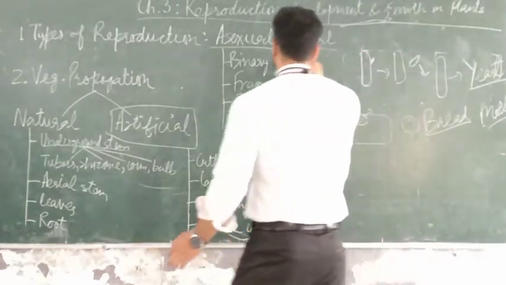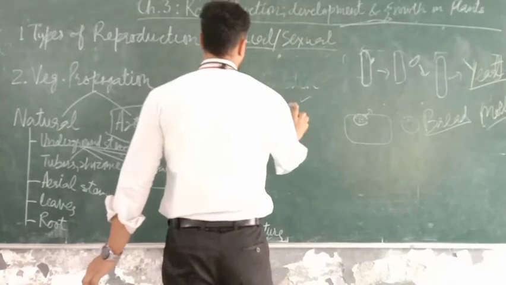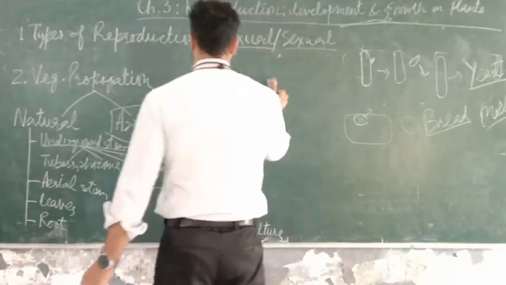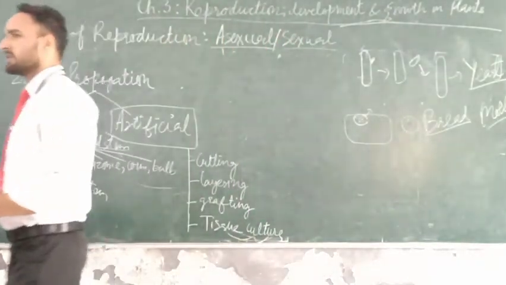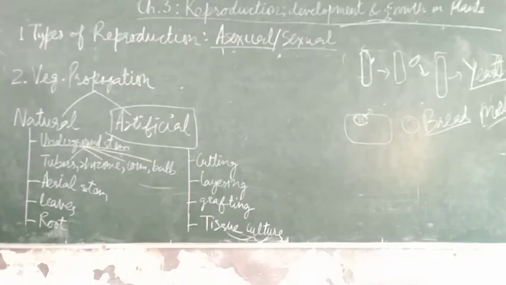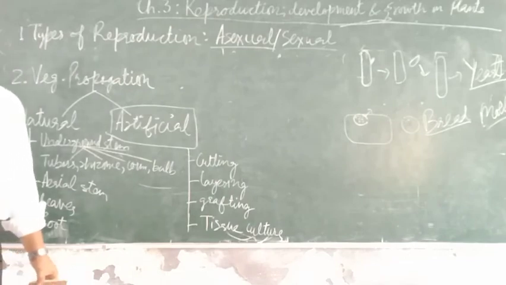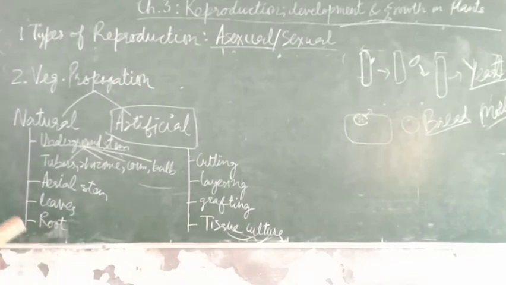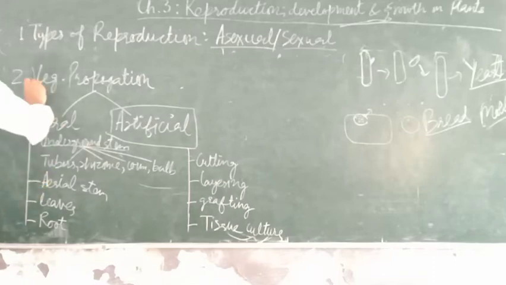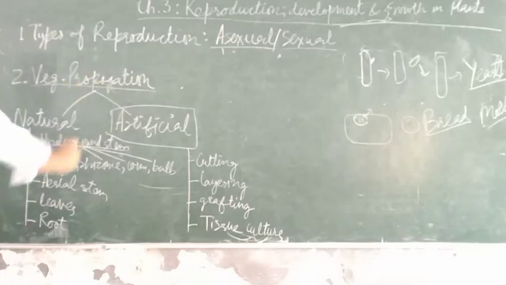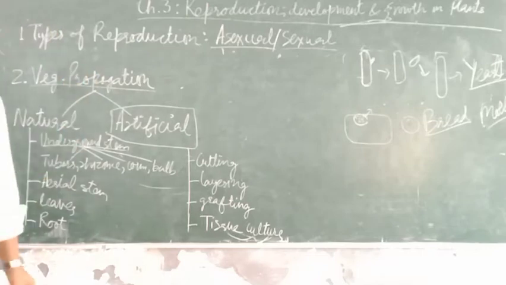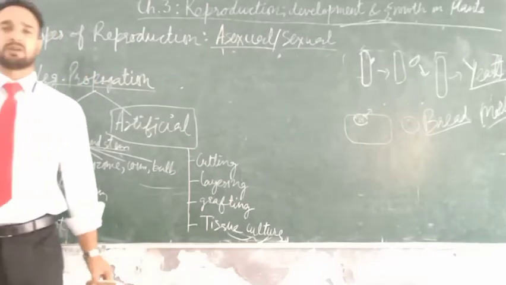In sexual reproduction, both the parents are involved, that is the male parent and the female parent. This we will discuss when we talk about the structure of the flower. It will be explained in the later part of this chapter. Then there is vegetative reproduction, which is itself a kind of asexual reproduction.